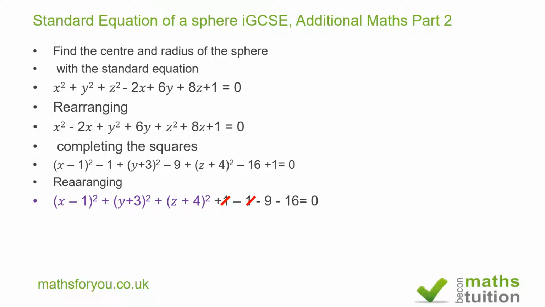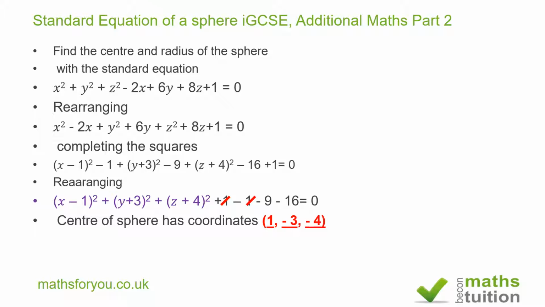Now, you need to have watched my first video. This bit here, all of that, will give us the value of r squared. But before we do that, the minus 1 here will give us 1, plus 3 will give us minus 3, and plus 4 will give us negative 4. So the coordinates of the center of this sphere are 1, minus 3, minus 4.